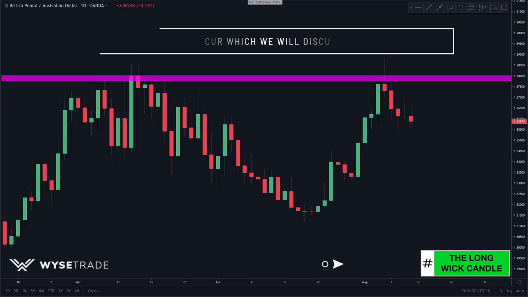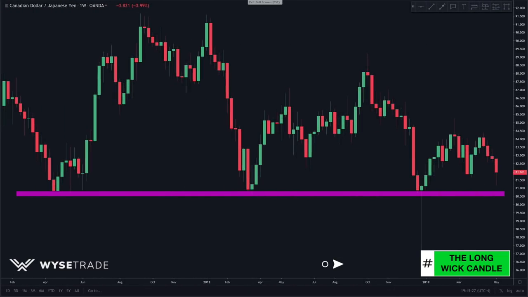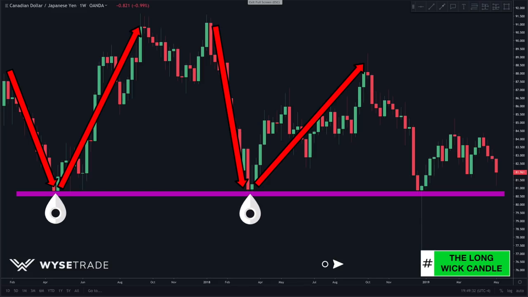So let's show this again. You look left and notice that both times price got to this level, it hit and reversed drastically, giving us a key level of support.